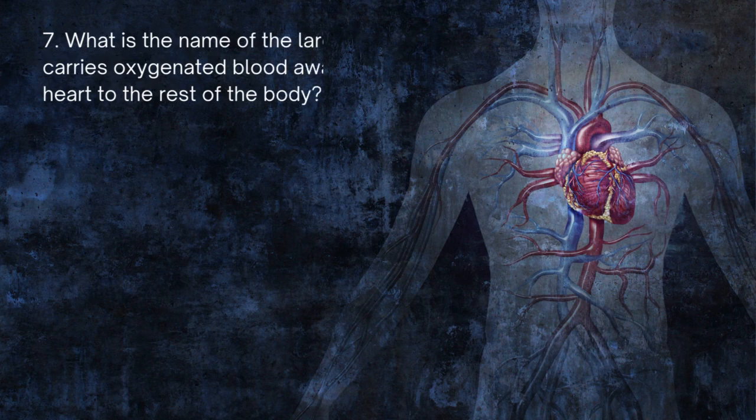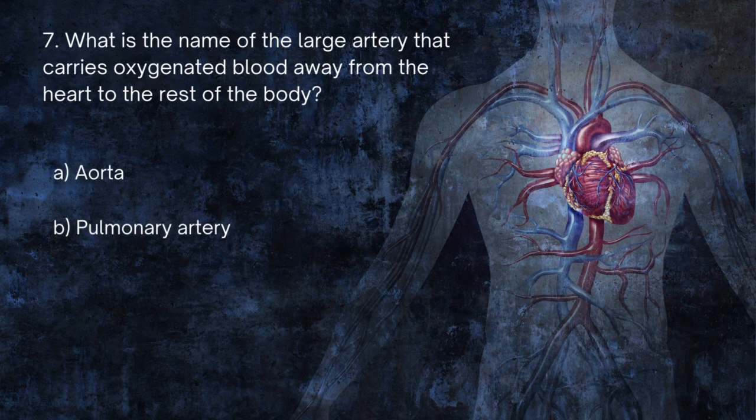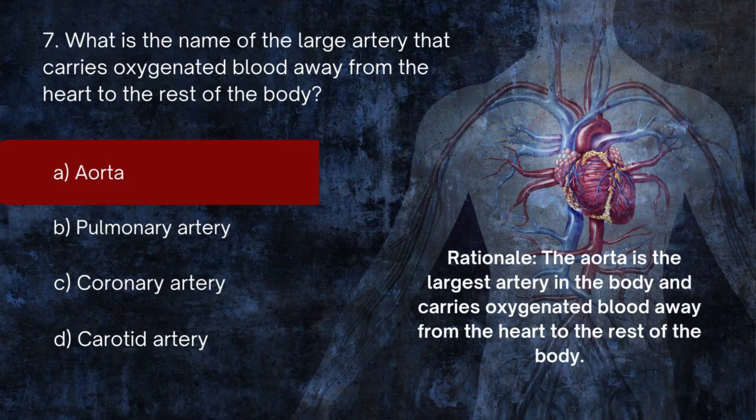7. What is the name of the large artery that carries oxygenated blood away from the heart to the rest of the body? A. Aorta. B. Pulmonary artery. C. Coronary artery. D. Carotid artery. Rationale: the aorta is the largest artery in the body and carries oxygenated blood away from the heart to the rest of the body.